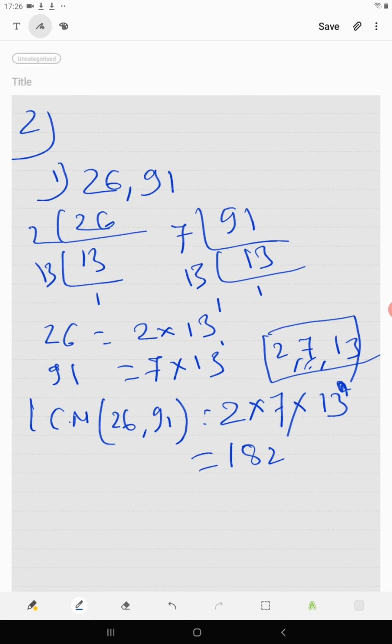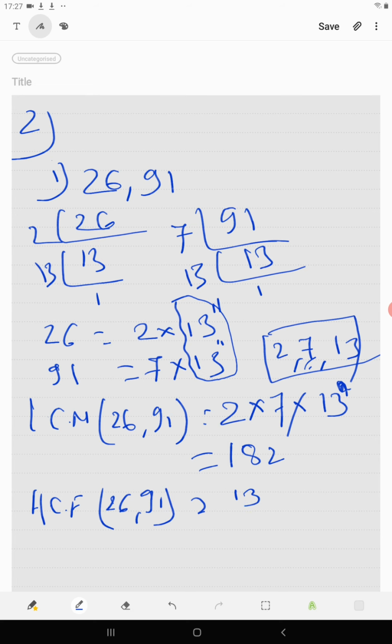Okay. Now HCF. So in HCF we need to look for the common prime of 26, 91. Now what is the common thing over here? Only 13, and their power for both is 1 only. So the smallest power is 1 only. So we will write HCF equals 13 to the power 1. That means 13 only. Okay.